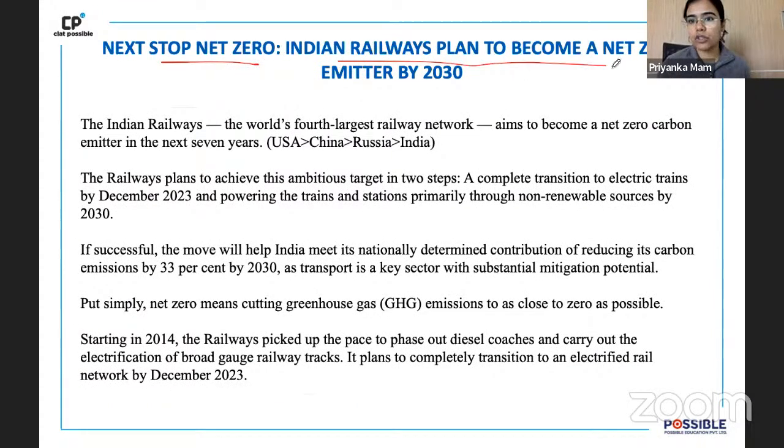Then is your next stop net zero. Indian Railways plan to become a net zero emitter by 2030. That is all that you have to keep in mind. Apart from that, अगर हम लोग largest railway network के बारे में बात करें, तो सबसे ज़्यादा America, then China, then Russia, then India. Indian Railways are world's 4th largest railway network, and we are aiming to become a net zero carbon emitter in the next 7 years by 2030, which is also the deadline for Sustainable Development Goals.